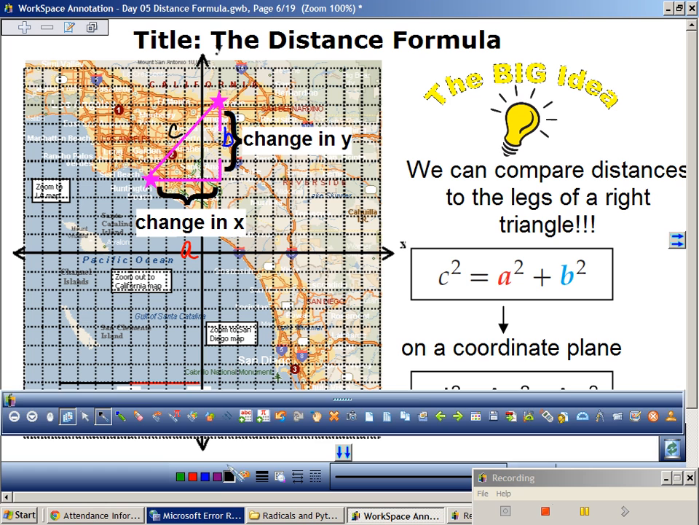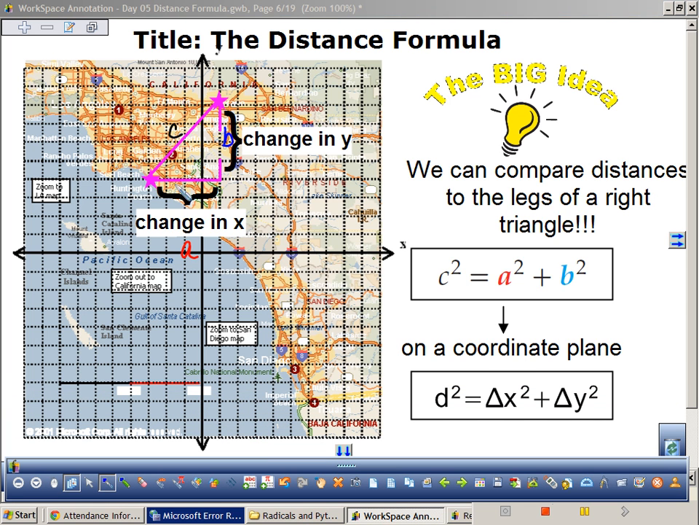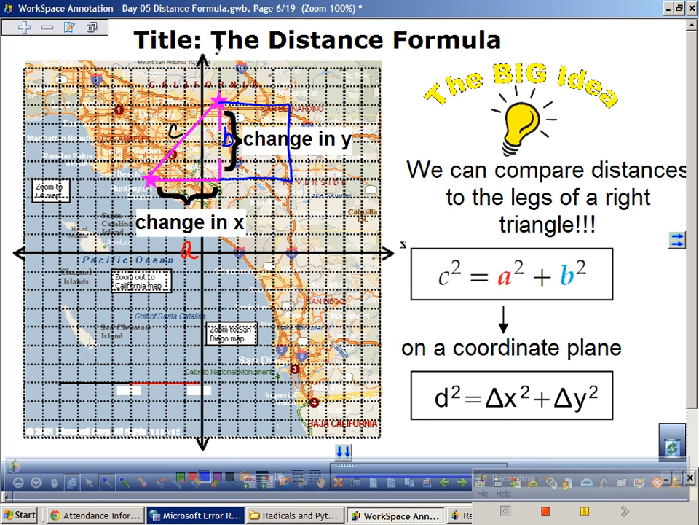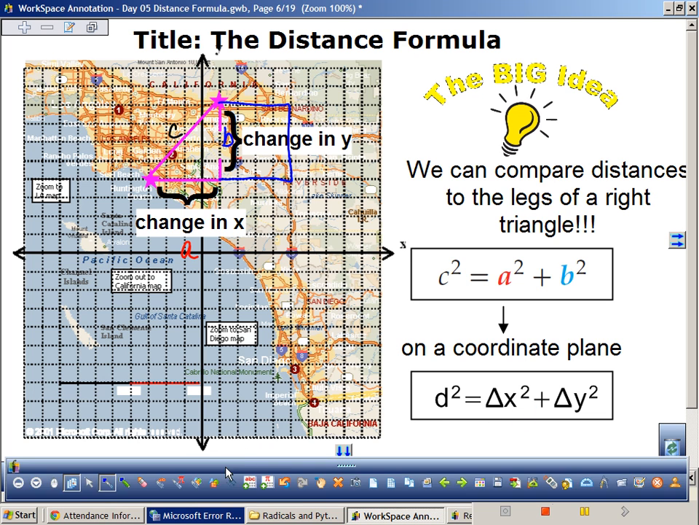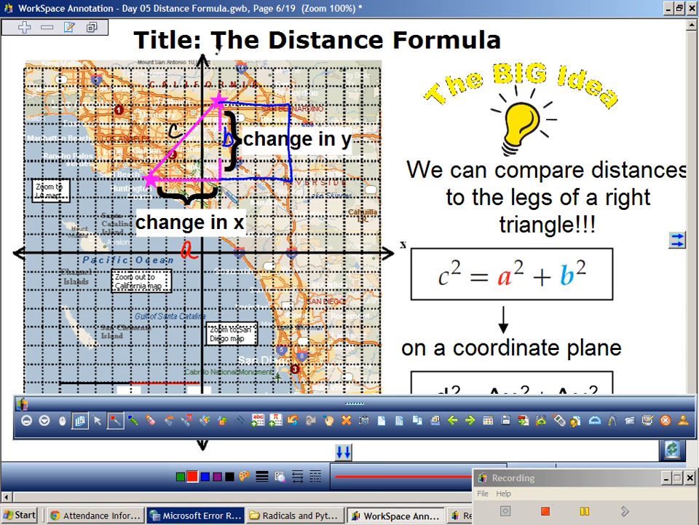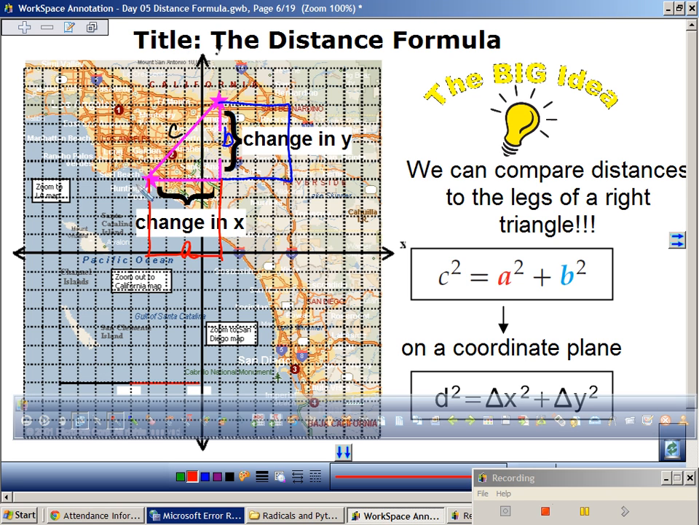What do I do to find c? Well, what did you guys do with the Pythagorean theorem? You squared this one, right? I squared this one. Isn't that what I'm doing right here, squaring it? And I'd square this one. Correct? You add them together and you get the square of this one.